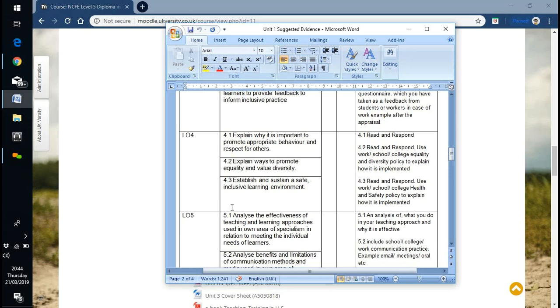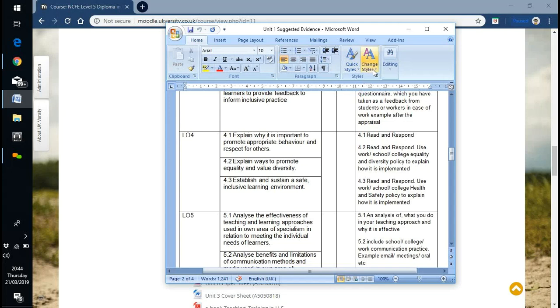An explanation here, because they're all 3 explanations. Well, that's an establish actually, but I'll come back to that in a minute. So your explanations of why it's important to promote behaviour, role models, etc., things like that. Again, there's some read and respond to some of the work on the VLE. I think I've got a couple of handouts in there as well.